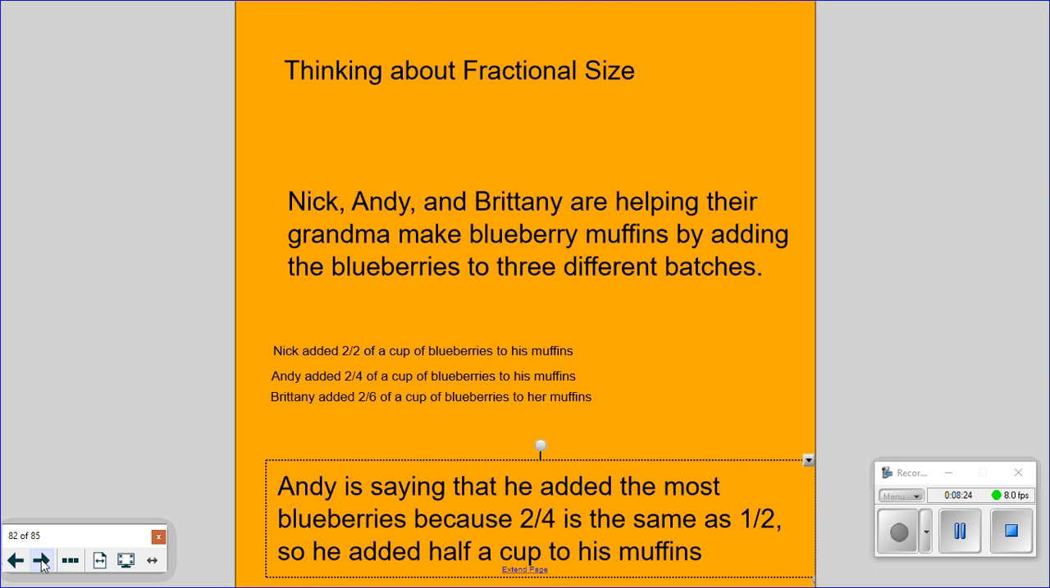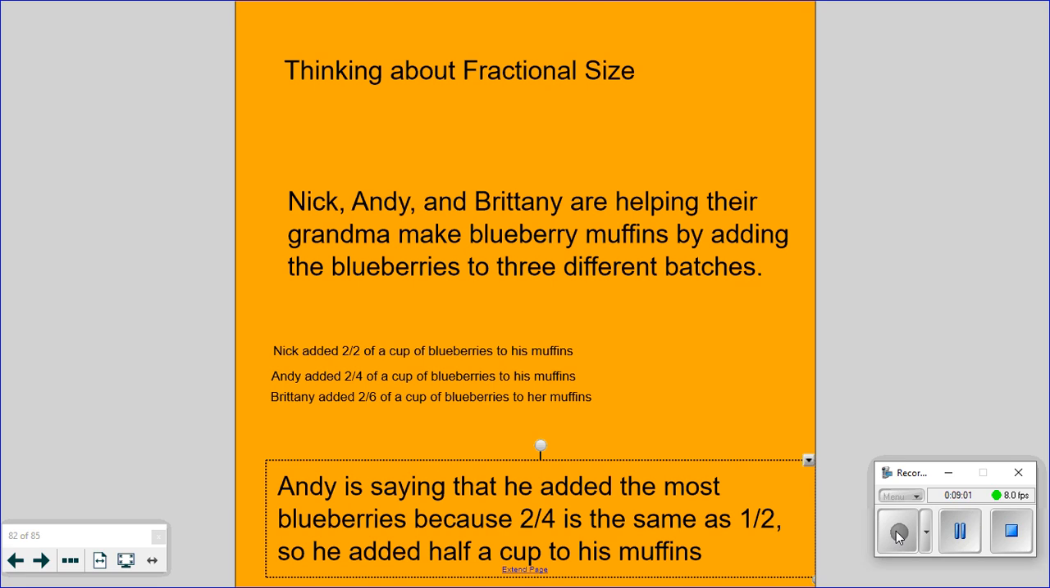Andy is saying that he added the most because 2 fourths is the same as 1 half, so he added half a cup to his muffins. Andy is saying that he added the most blueberries because 2 fourths is the same as 1 half, so he added half a cup to his muffins. I want you to talk to your group. I want you to decide, is he right? Is he wrong?